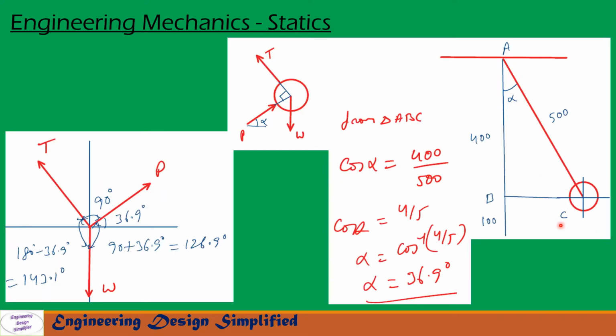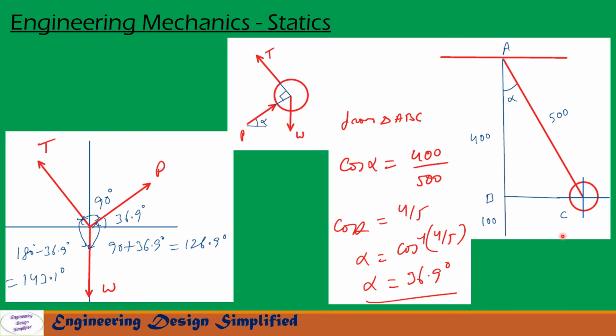In this problem we have a spherical ball of 50 Newton suspended by a string of 500 millimeter length, and it is pushed by a force P so that the height will be 100 mm from this position. Now we have a triangle. This length is 500 millimeter and since this is 100 millimeter, this is 400 millimeter. Let us call the angle between this vertical line and the string alpha. From this right angle triangle, cos alpha equals 400 by 500, so alpha equals 36.9 degrees.